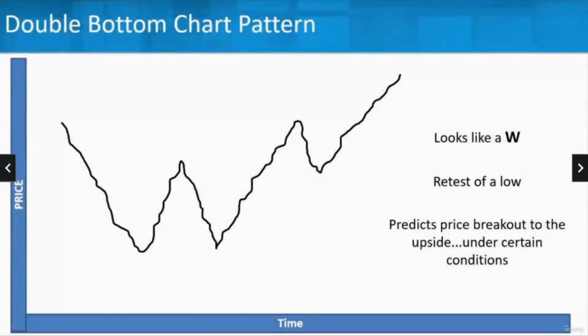So if we look at this example, all the prices, high to low, are made into a line chart here. And it looks like a W. Do you see the W there over on the left? And the idea is that it's retesting of the lows.